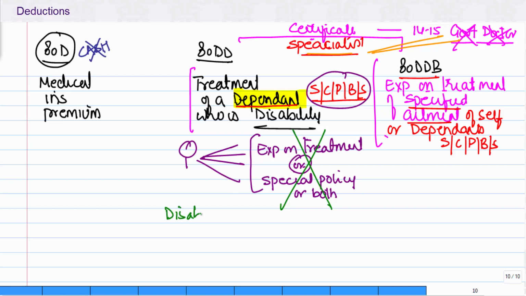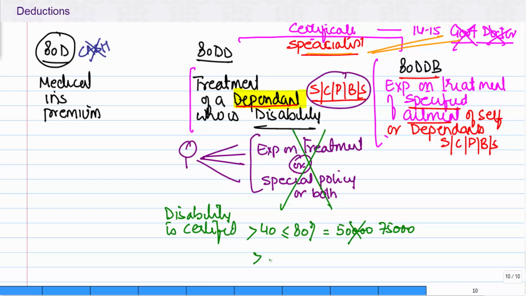So we said disability is certified, and we now know certified by a specialist. It is more than 40% and less than or equal to 80%. So the doctor says your disability is affecting your work capability by more than 40%, less than or equal to 80%. Then earlier the deduction was 50,000, which has now been increased to 75,000. If the disability was more than 80%, earlier it was, which has now been increased to 1,25,000, irrespective of the money spent.